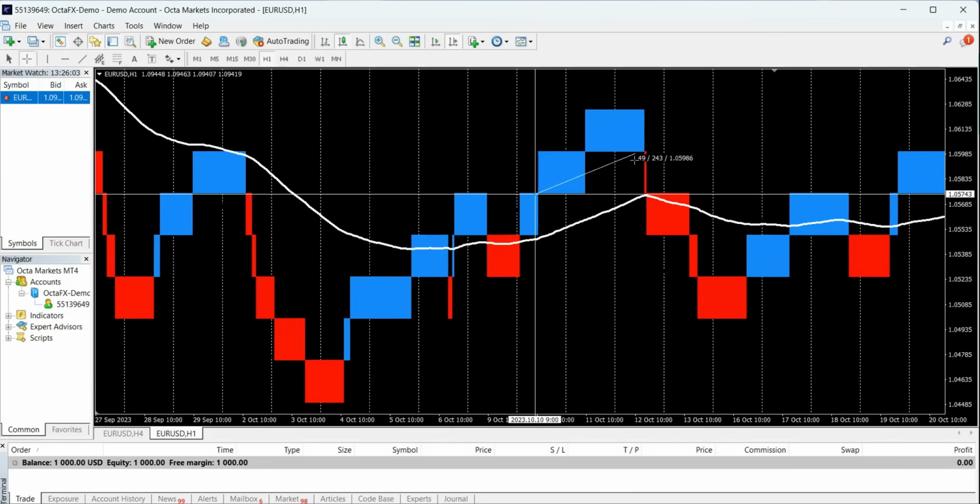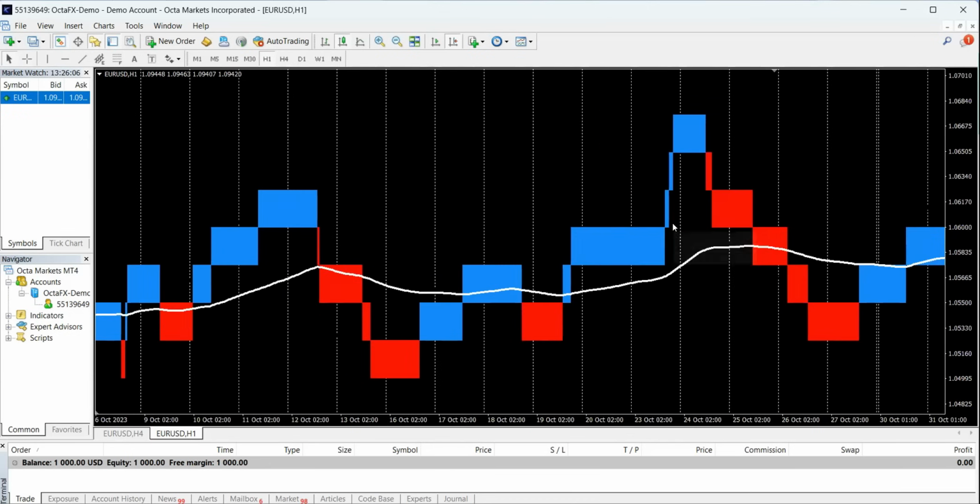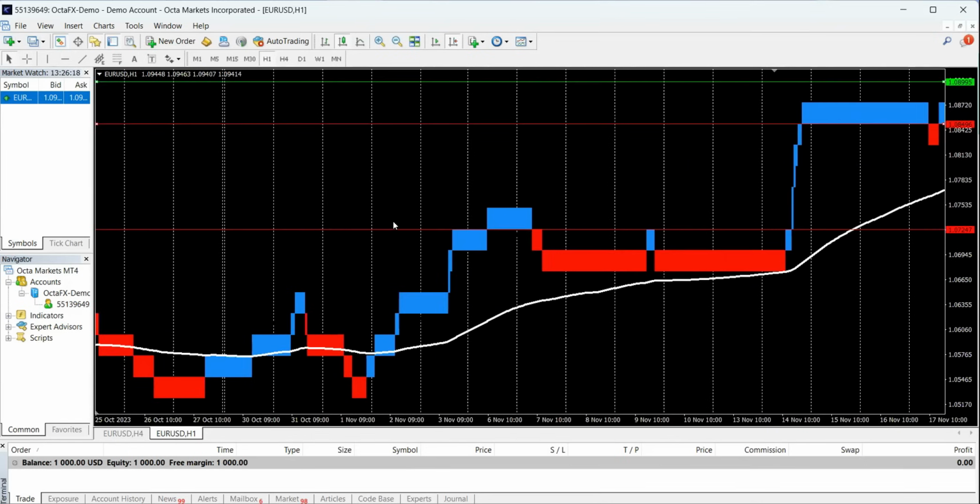If you enter the trade here, it went up. This is break even, so it means this is more like undecisive. So the next opportunity is here. You enter here, it comes here, you've made 50 pips. So that's it.